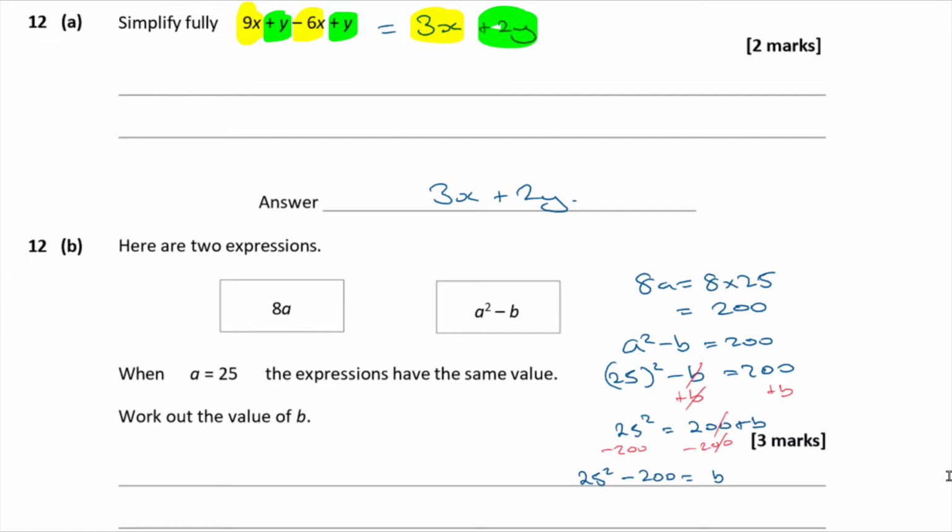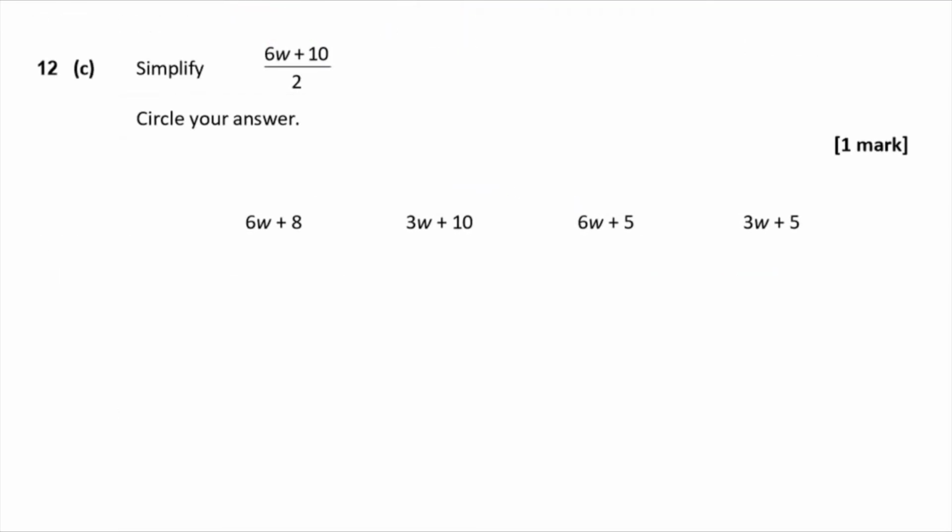Okay, then typing that quickly into the calculator, 25 squared minus 200, that comes out to be 425. So that's my value of b then, 425. 12c says simplify 6w plus 10 over 2, circle your answer.